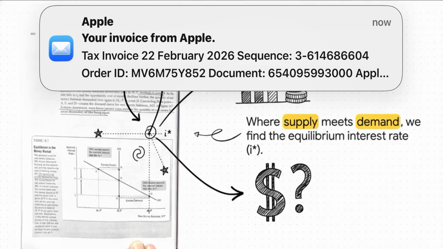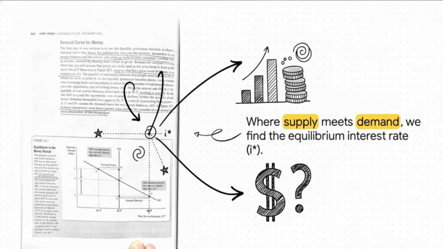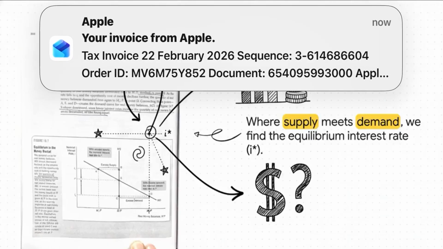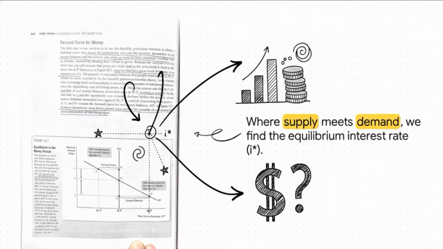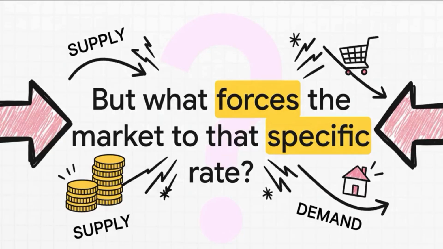It's the one point where the amount of money people want to hold is exactly equal to the amount of money the Fed has put out there. And that gives us our equilibrium interest rate, which we call i*. Okay, so that's the magic point.